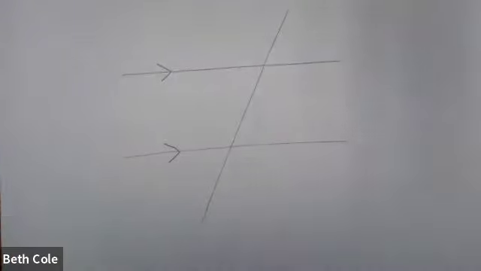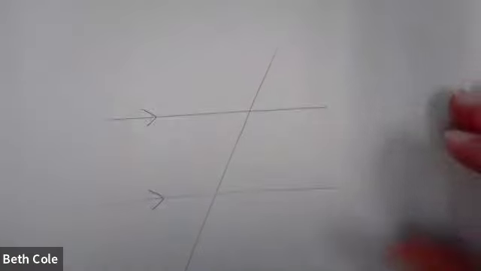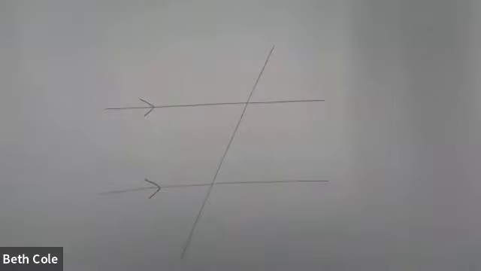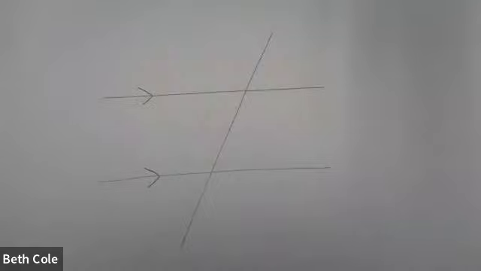If we put another line through them, that line is called a transversal. It's a big word that just means it goes through the two parallel lines. That is called a transversal. Now, we're going to go over a lot of vocabulary.